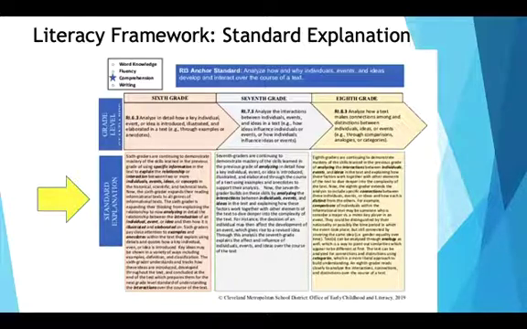Underneath the grade level standards, you'll find the standard explanations. These are included on this page to also allow for vertical planning to see what the standard means in more detail. We will take a closer look at this in a moment.